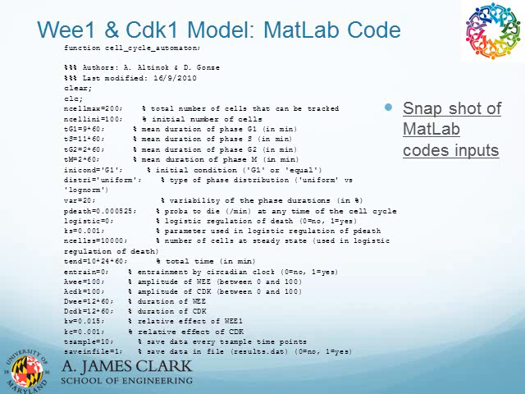Then you have the entrainment of the circadian clock. Again, that's set at a random point, so it's all distributed randomly. And then you have the amplitude of WEE1 from 0 to 100, CDK1 0 to 100, how long the duration lasts, which is 12 hours, and then the relative effect of each one as well, like how much their rate is affecting the overall system.